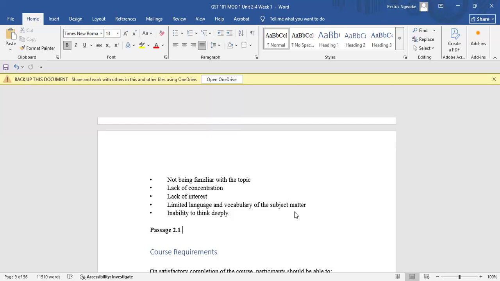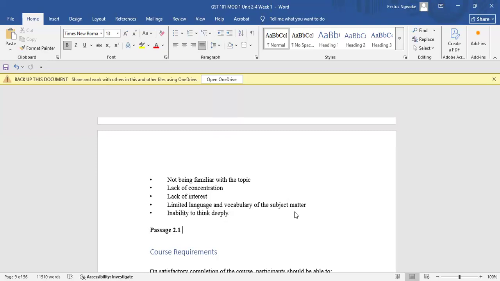Now, limited language and vocabulary of the subject matter. What can always help you is when you have read the particular area that will be treated for you, then you'll be able to encounter some strange words. Those strange words, you look them up in the dictionary, even though you may not understand them vividly, but it will throw some light of meaning. Then add it to the ones that will explain why the lecture is going on. Then you'll definitely be better than somebody who never did.